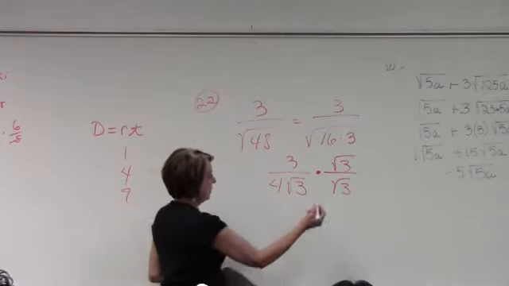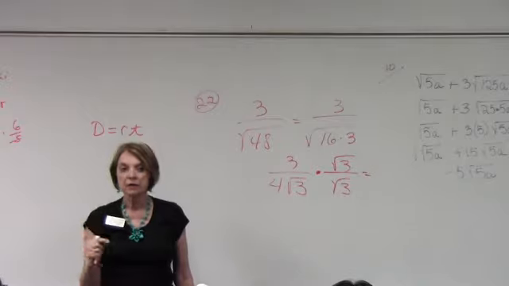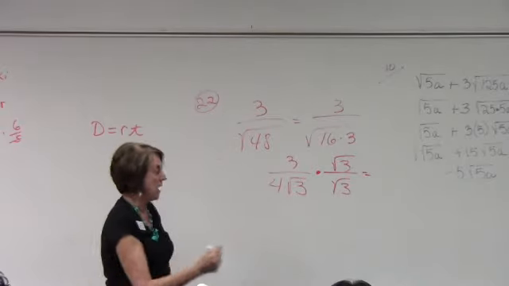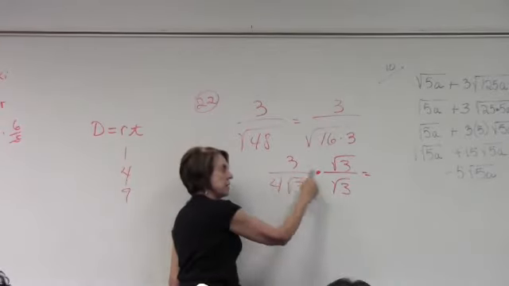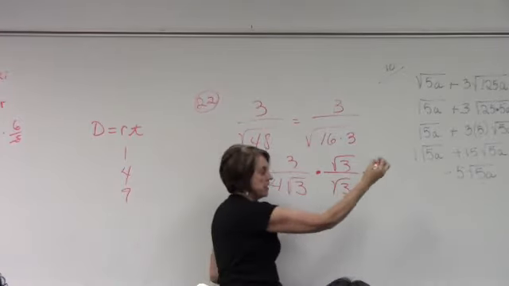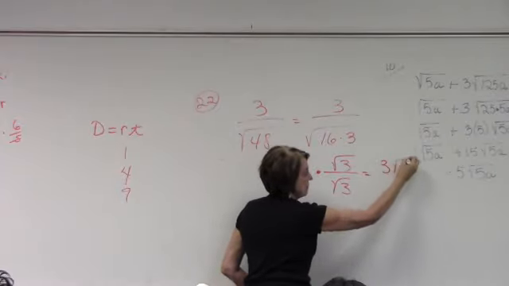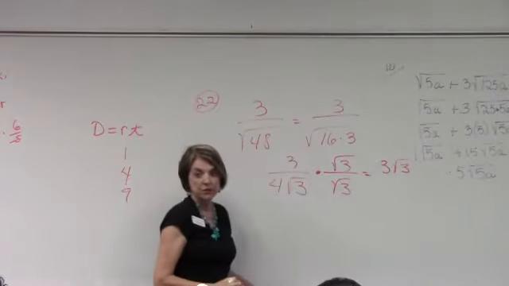Now let's see if y'all remember how to multiply. They don't have to be like radicals to multiply, they do to add. This is just a plain old 3. This is the square root of 3. I've got 3 times the square root of 3. It's like having 3 times x. What do you have? 3 square root of 3. That's all I can do.